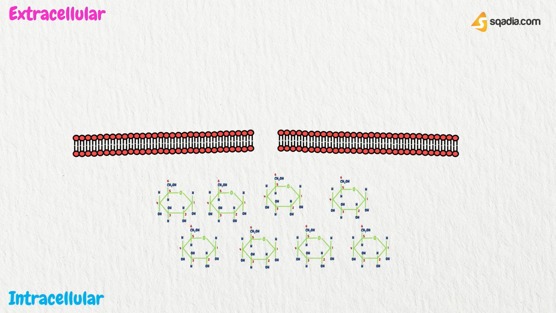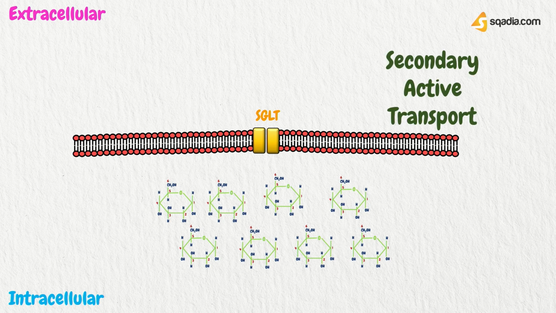Alright, so now we have established that glucose has entered the cell. But what if there is a higher concentration of glucose inside the cell? Then glucose would like to go outside the cell, and for that it's going to follow the receptors known as SGLT, sodium glucose transporters, also known as symports. The process that they follow is secondary active transport.